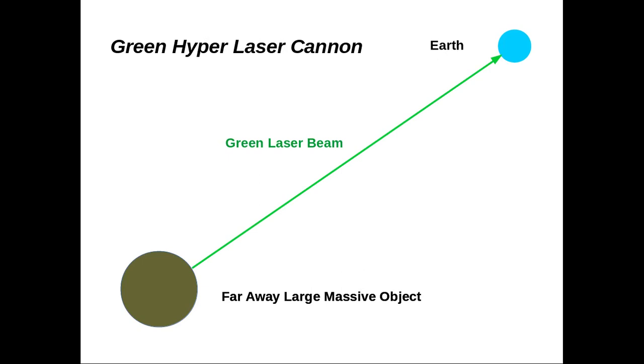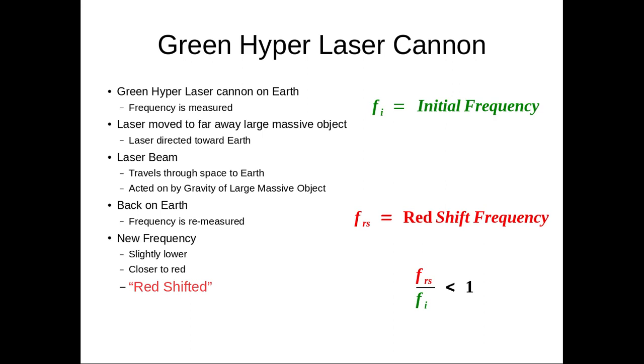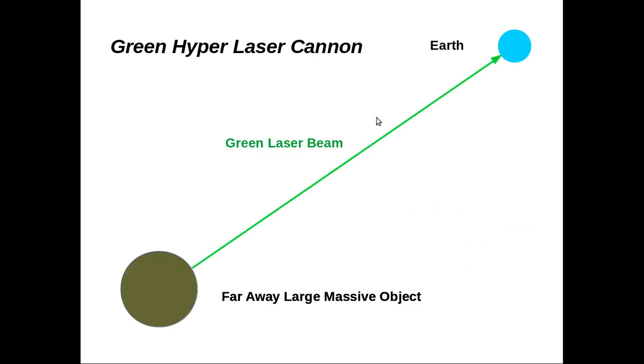We're going to have a green hyper laser cannon. That means a really big laser. What we're going to do is bring it to Earth. We're going to have it on Earth to start, and we're going to measure its initial frequency. We're going to call that Fi. Then we are going to move our laser to a faraway large massive object and point that laser back at Earth. Turn it on and then go back to Earth and remeasure the frequency.